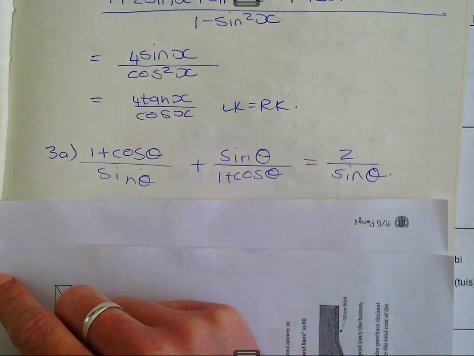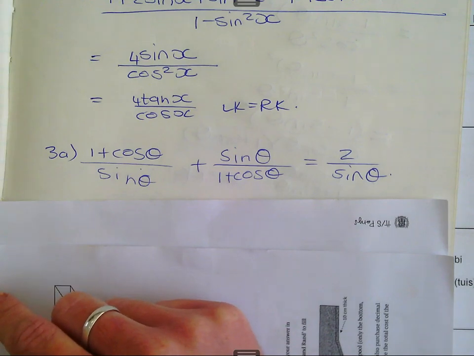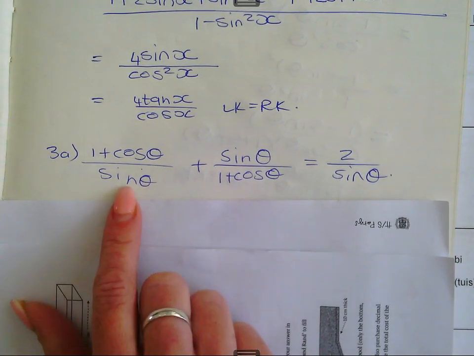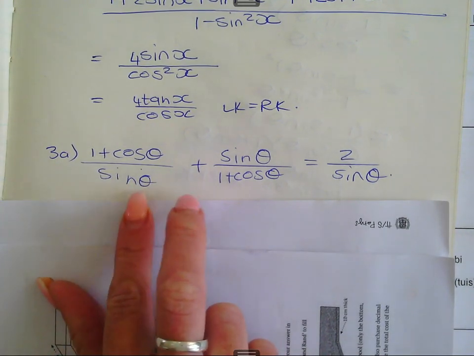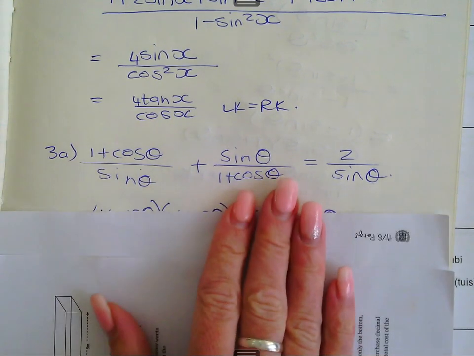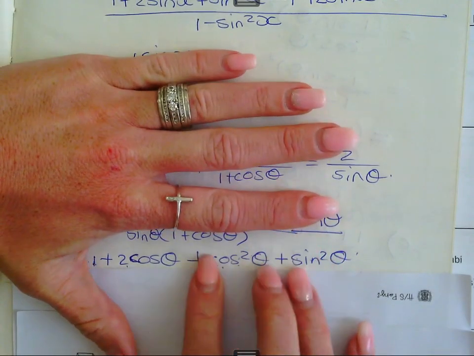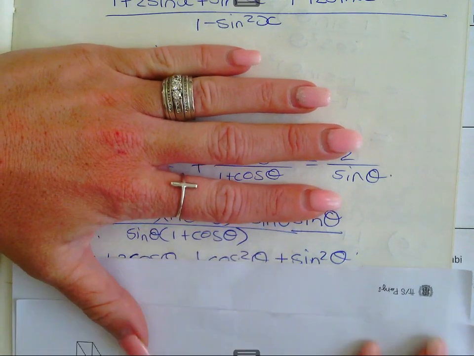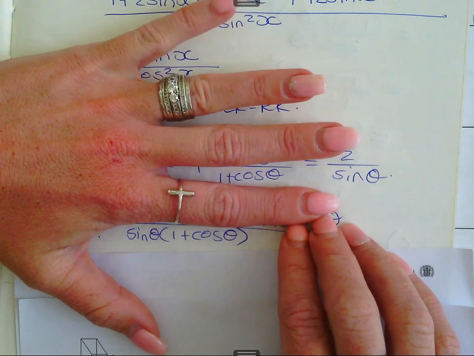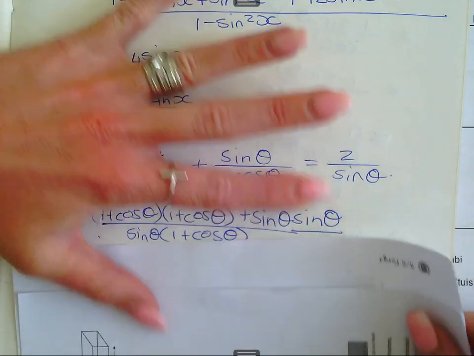Okay, who wants to try to guess and tell me what's going to be our start? Fractions. Can you all see that? Okay. So, how do I start the fractions? Make the denominators the same. So I just stick them to each other. So I would have sin bracket 1 plus cos theta at the bottom. Do you agree with that? You just stick them together.